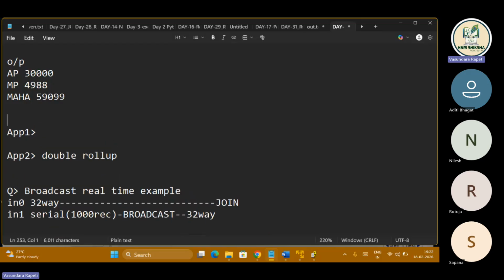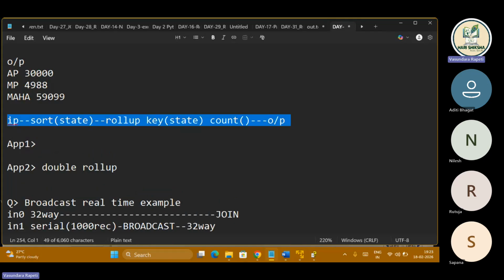It can't be done simply by taking a roll-up, doing a state-wise sort, and giving a roll-up with a counter. The process and logic are like this, but it's not optimal. It will take hours, right? How to optimize this? Optimize it.